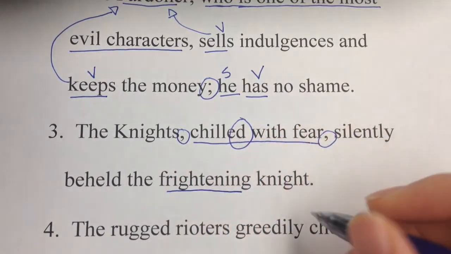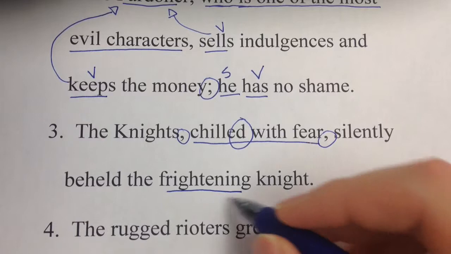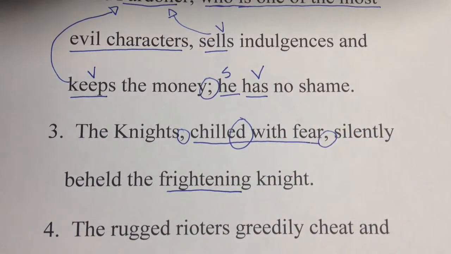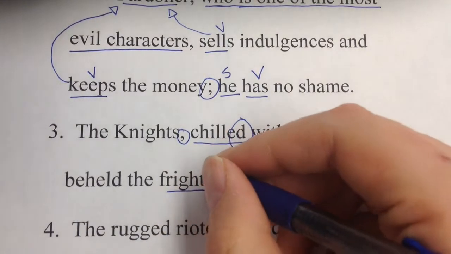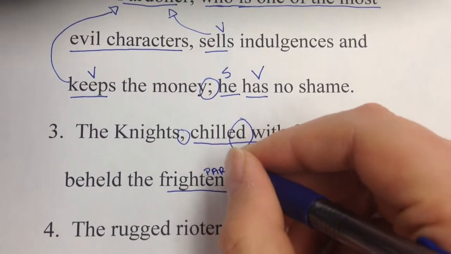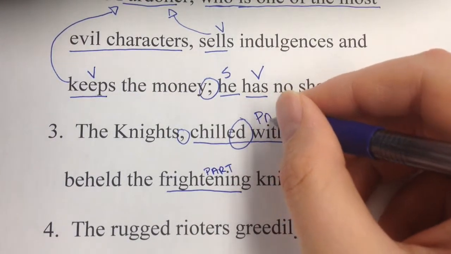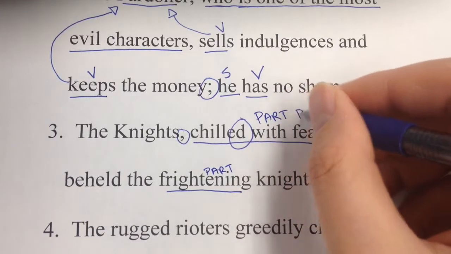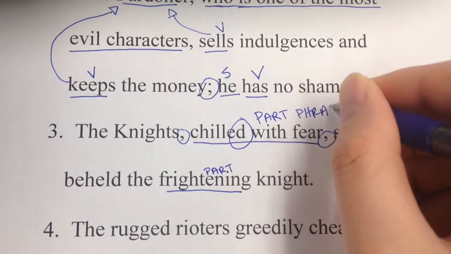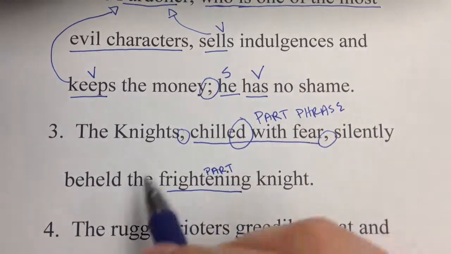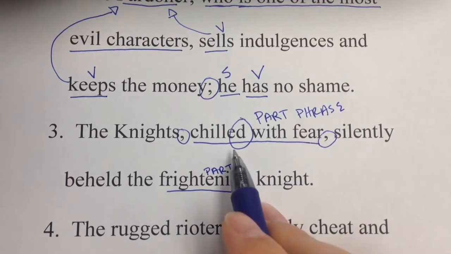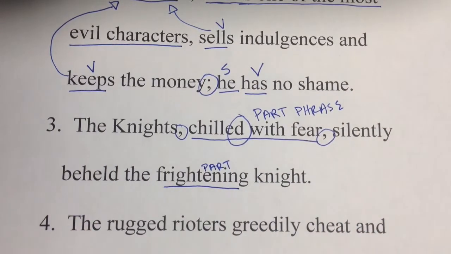Now, one-word participles that are in front of the nouns they describe don't need commas on both sides. This is also a participle, but it's not a participle phrase because it's just one word. So this is our participle phrase. The purpose of "chilled with fear" is to describe the knights. So you take a verb, put it in the past tense, and use it to describe. It's called a past participle.